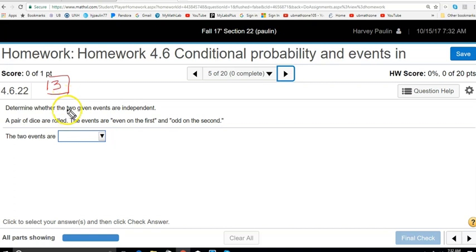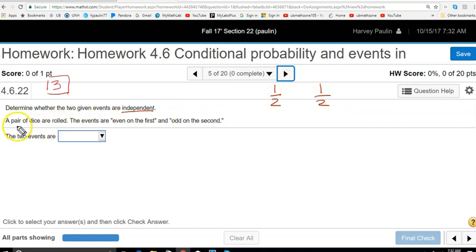Now for number 3, determine whether the 2 events are independent. Some background, as we mentioned in the flipped classroom lesson: they are independent if the probability of the events equal each other. That would be the background.